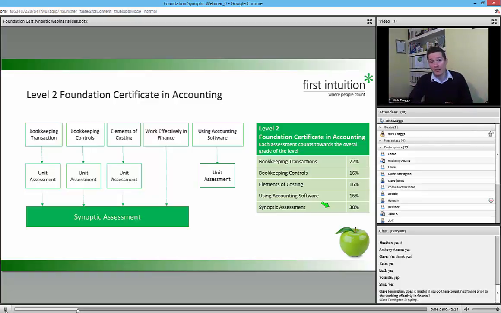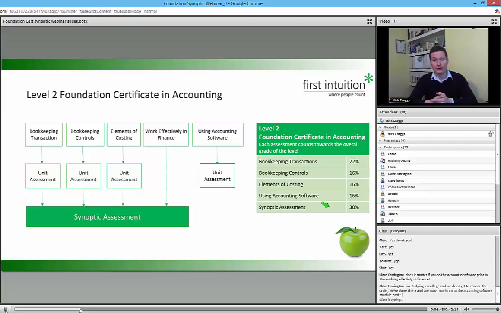So I would suggest leaving using accounting software at the end. Then it can't get involved with the synoptic exam at all. That's a very good question, though. You used to be able to sort of mix and match units at AQ 2013. It's not so much of an option now. I suppose you could do elements of costing before bookkeeping transactions and bookkeeping controls, but that's about it.